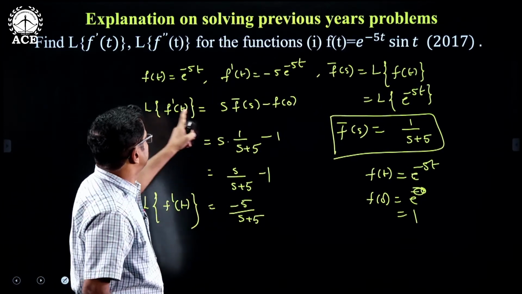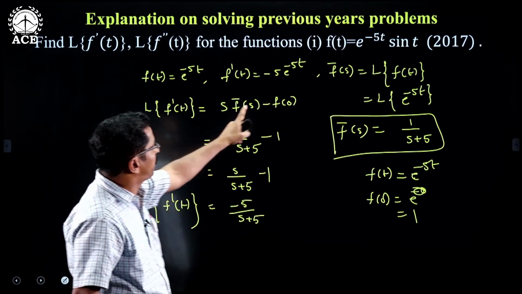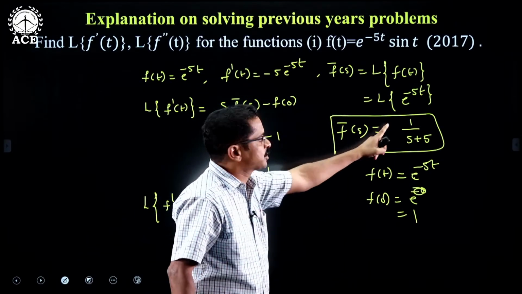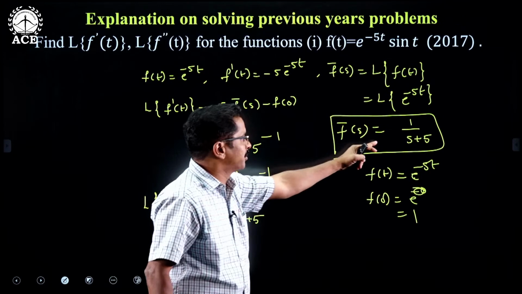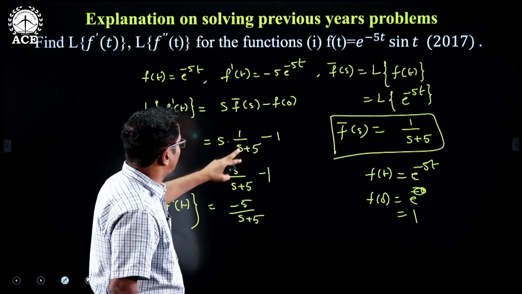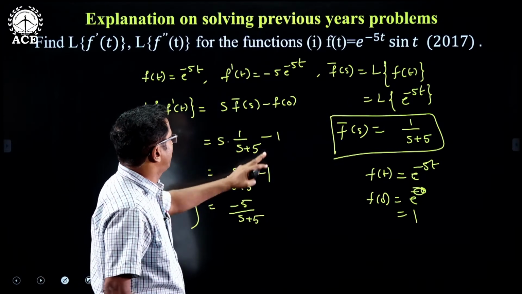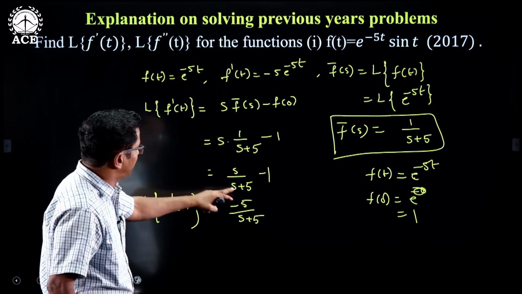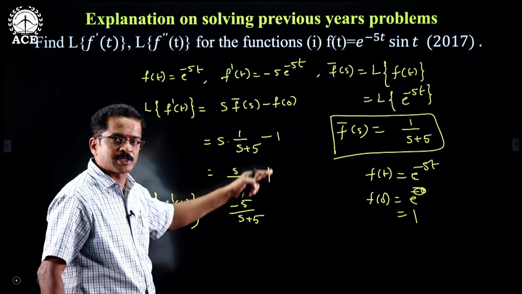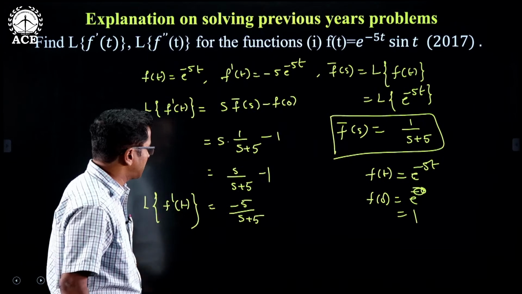Okay. L of f dash of t means s into f bar of s minus f of 0, where f bar of s means L of e power minus 5t. That is f bar of s equals 1 by s plus 5 by the standard formula, by elementary functions we have this. So I am substituting in the place of f bar of s, 1 by s plus 5 minus 1. On simplifying, s by s plus 5 minus 1 is going to be s minus of s plus 5. S gets deducted and minus 5 will be left, minus 5 by s plus 5.